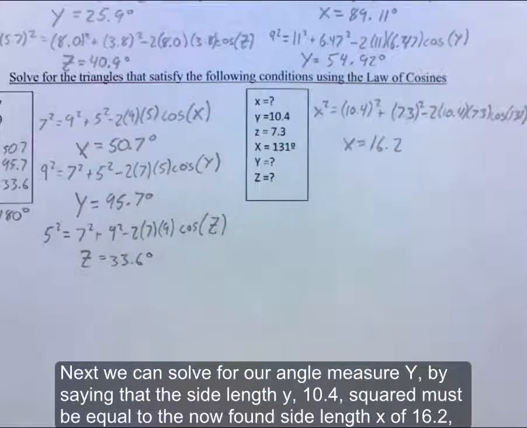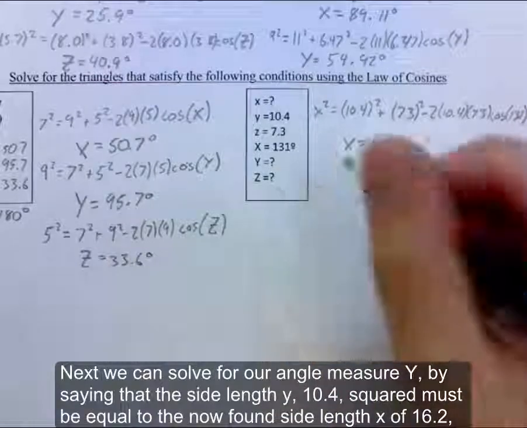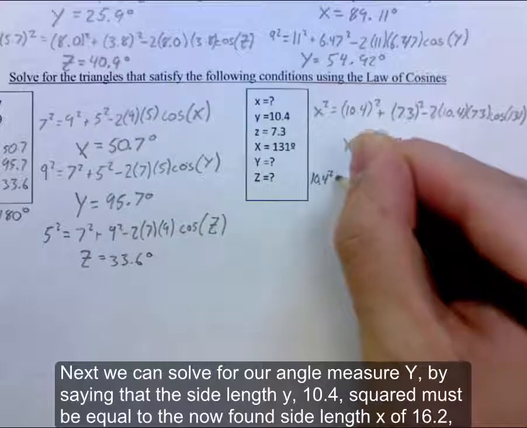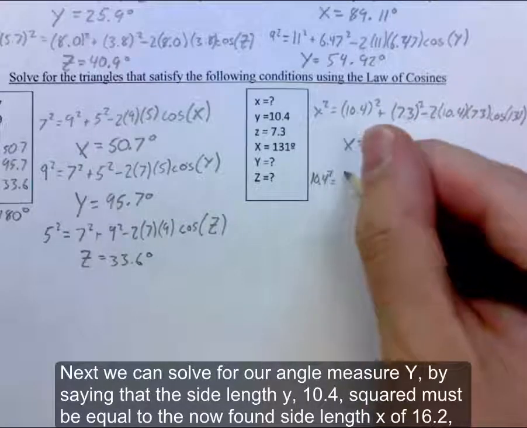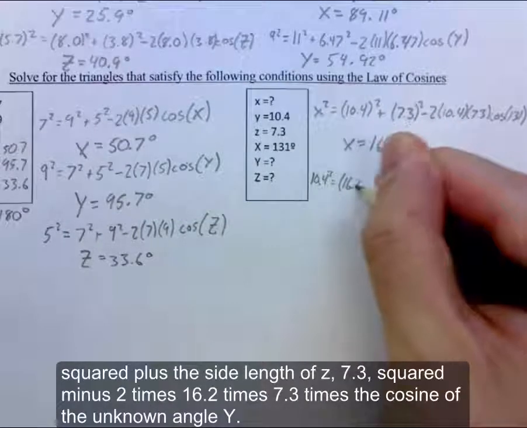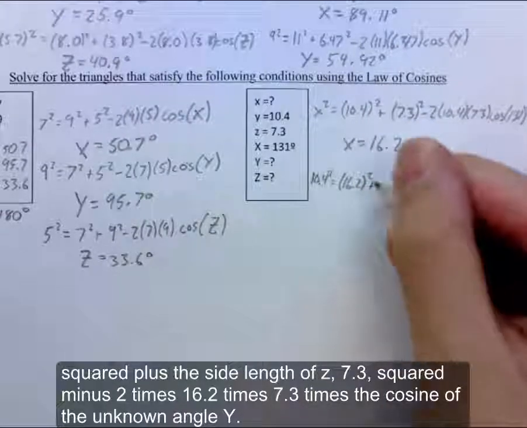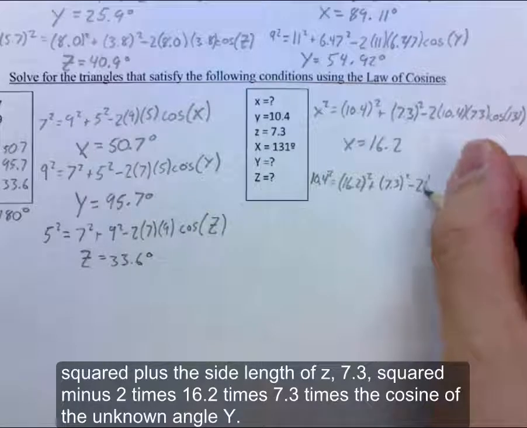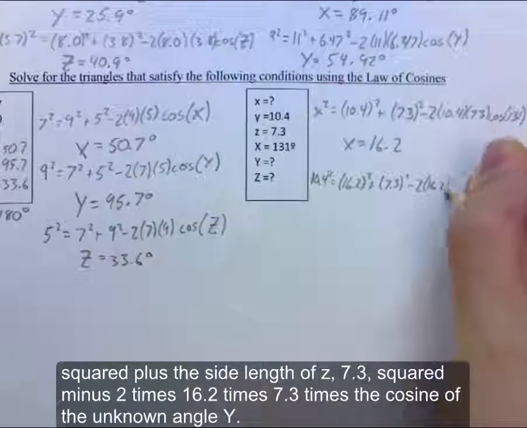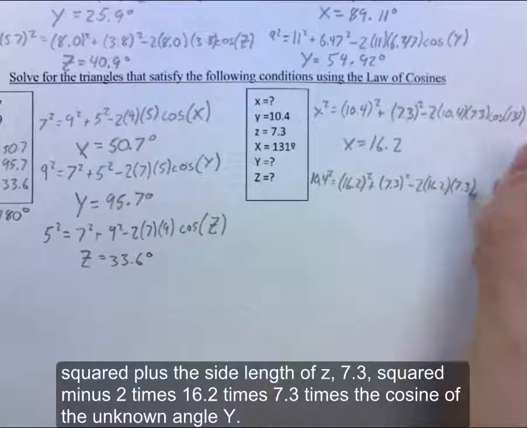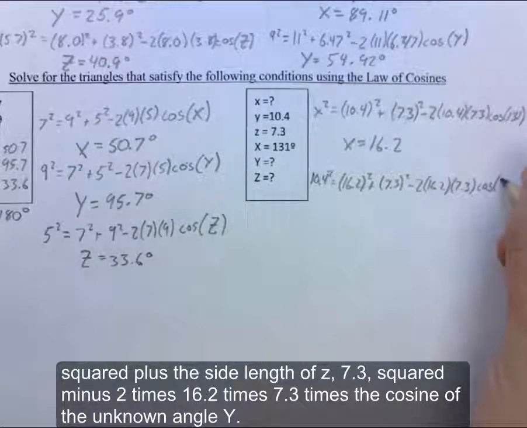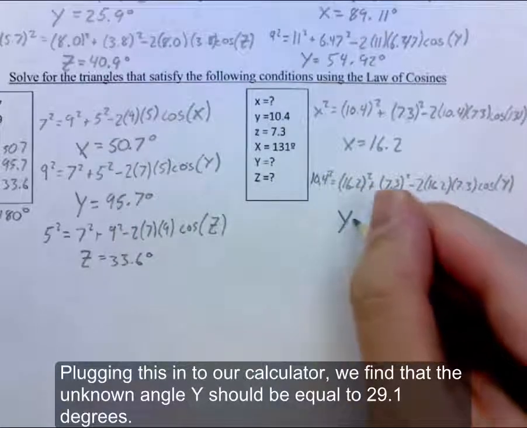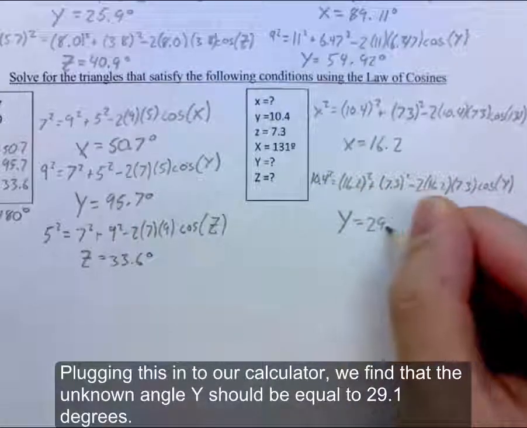Next, we can solve for our angle measure y by saying that the side length y, 10.4 squared, must be equal to the now found side length x of 16.2 squared plus the side length of z, 7.3 squared, minus 2 times 16.2 times 7.3 times the cosine of the unknown angle y. Plugging this into our calculator, we find that the unknown angle y should be equal to 29.1 degrees.